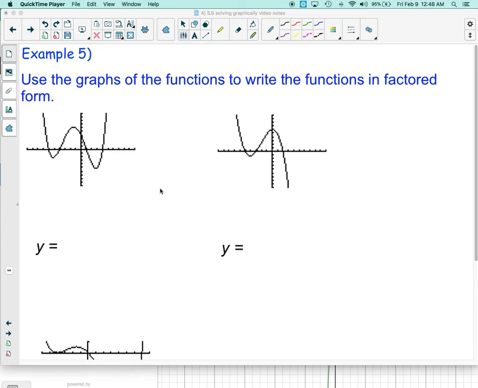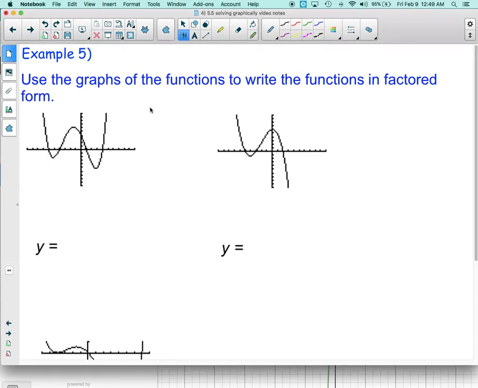All right, last example, number 5. This is going to go pretty much like we just did. Here we're given pictures of the graphs though, and we're going to use those pictures to write the functions in factored form. So again, with all those sets of parentheses in them. So just start by looking at the picture of the graph, just like we did before on Desmos, and identifying where the x-intercepts are. So where are these points?